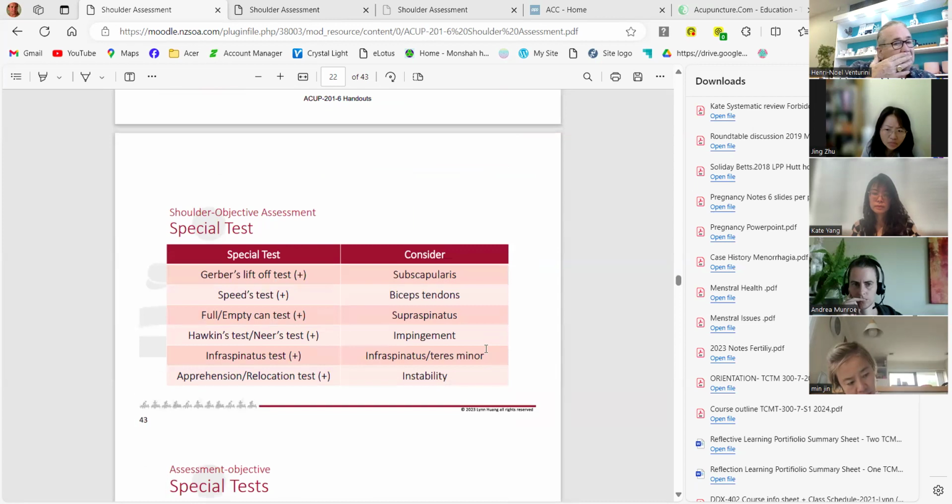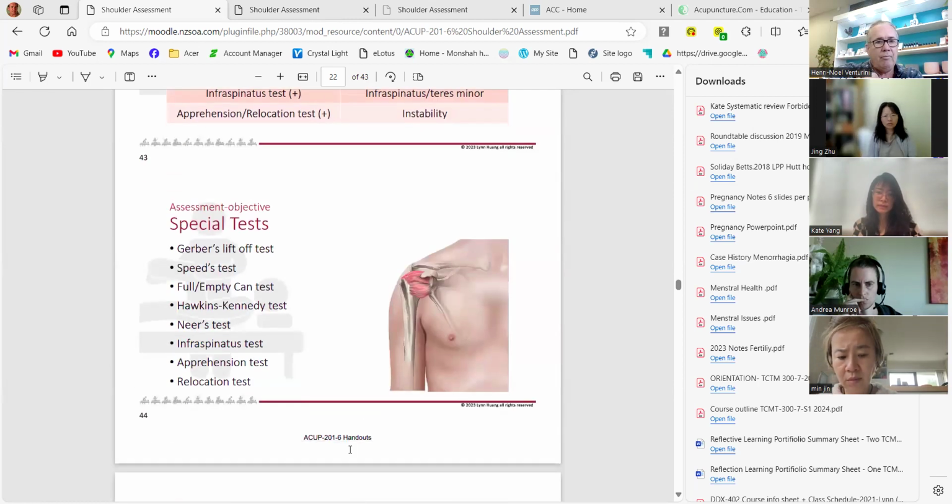Special tests: what they're looking for. This is going to help you in your assignment, in your test. The Gerber's lift-off test, which we looked at, is for subscapularis. The Speed's test is for the bicep tendon. The Empty Can test is for supraspinatus. The Hawkins or Neer's test is for shoulder impingement. Then we have the infraspinatus test for the teres minor, and the apprehension test for joint instability. They were all listed and we all did those.